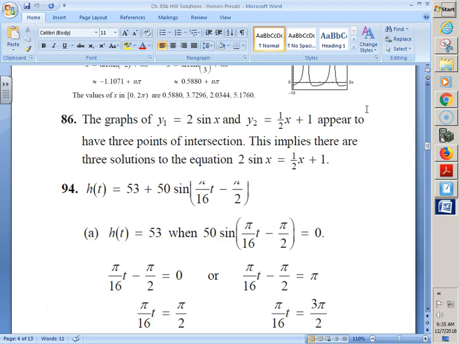Number 86, you were just looking. You didn't even have to find the numbers. They say, how many times will they be equal? Or how many solutions will they have? Just look at the intersections, and there were 3 of them. So the answer is 3.